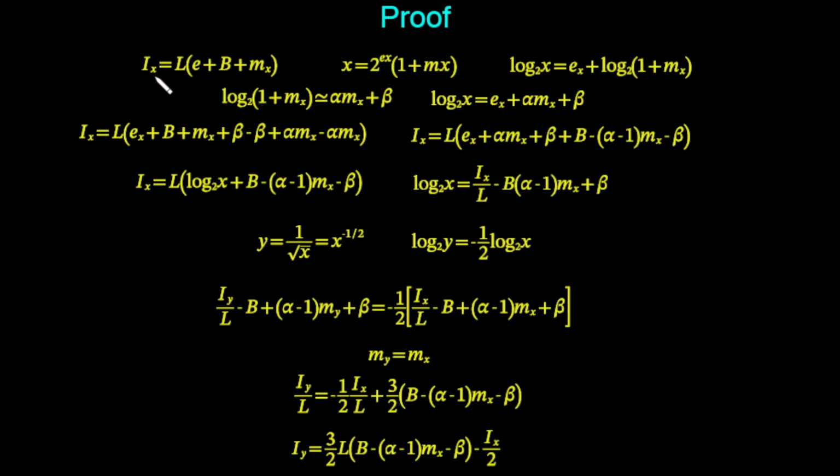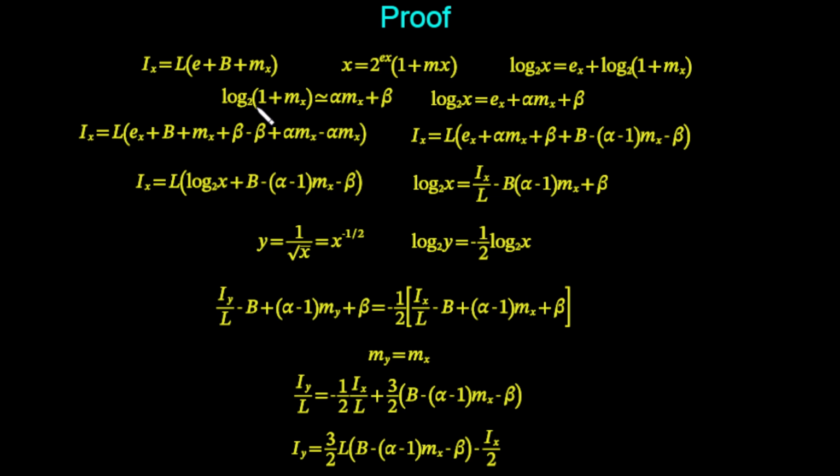We start off with the integer value for our ix, which is L e plus b plus mx. L for a 32-bit number is 2 to the 23. This is the exponent, the bias, and the mantissa. Our floating point number can be written in this format here. We can take the logarithm of both sides to give us this here.